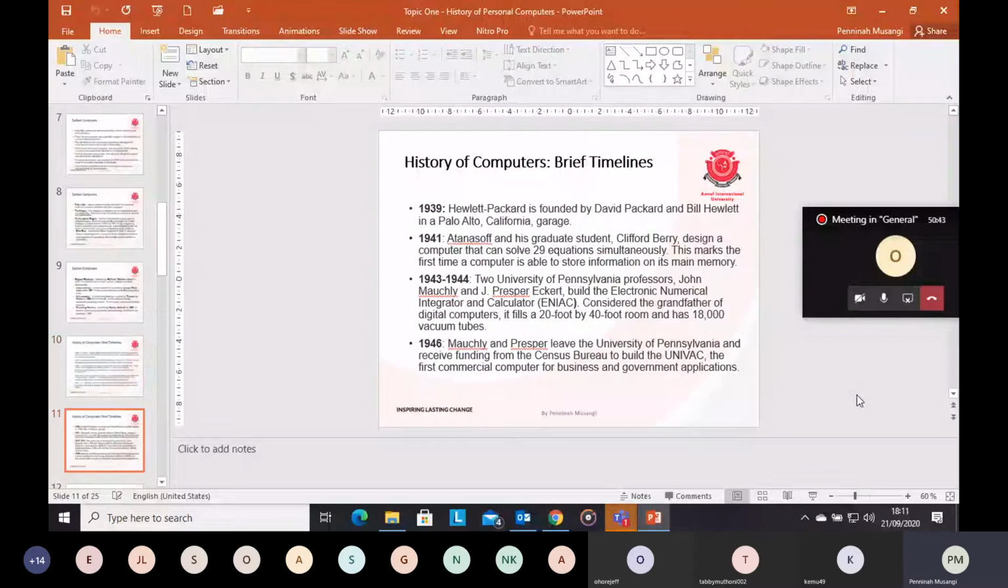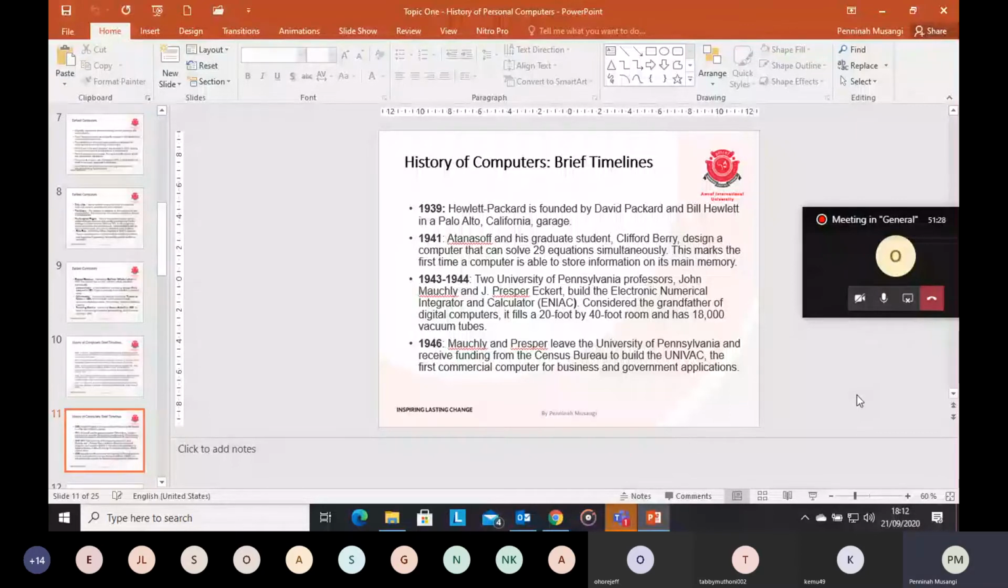1939, Hewlett Packard was founded by David Packard and Bill Hewlett in Palo Alto, California, in a garage. And you know that Hewlett Packard is basically the HP, the brand of computers we know of today. You know there are various brands of computers. So one of them is HP, and you have seen it. It's one of the most preferred brands in the market. So it traces its history to 1939 to these two gentlemen, David and Bill, and they actually named it after their surnames, Packard and Hewlett.